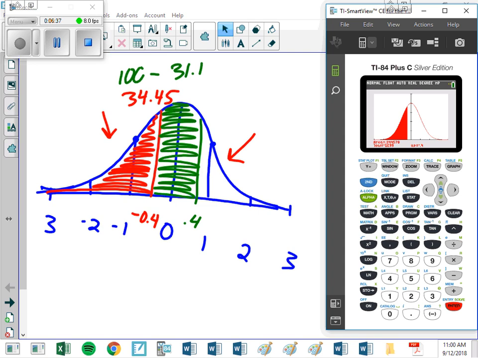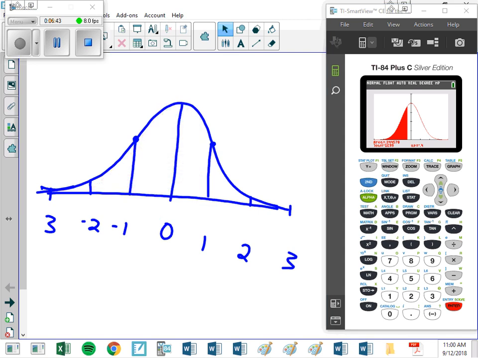And I get 34.45. Nailed it. Okay. To the left of 0.8, this is a little bit harder. So 0.8 is going to be right here, and I want this area.